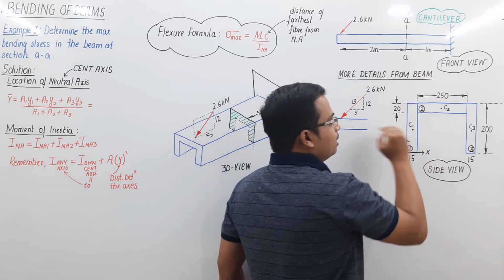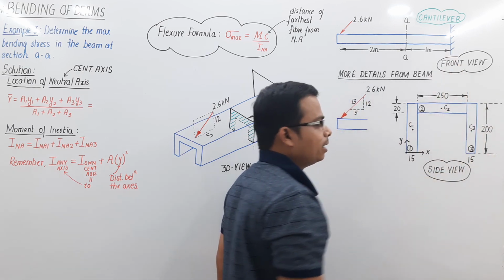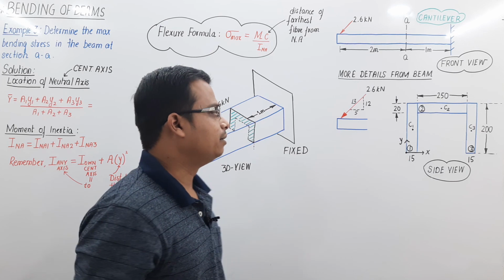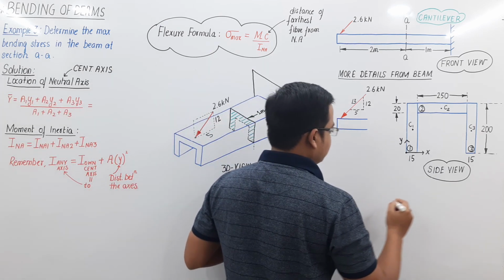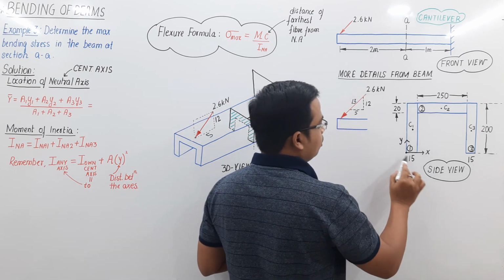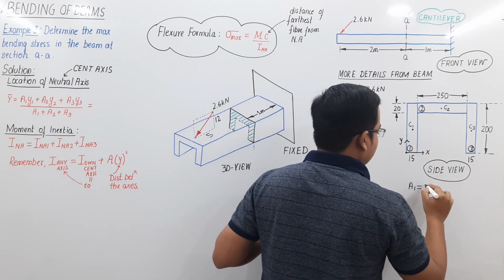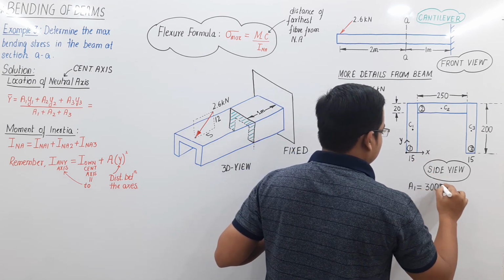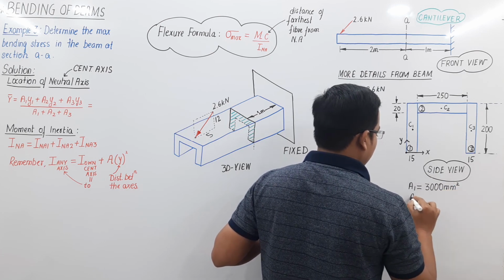What we are interested in is this centroidal X. We are not interested in centroidal Y. Now, first of all, let us try to work out the areas. So area 1 is going to be equal to this 15 multiplied by this 200. 200 multiplied by 15, 15 twos are 30, so this is going to be 3000 millimeter square. What about area 2?